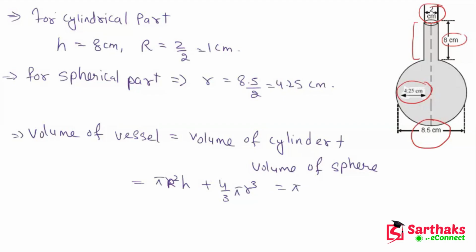So we get pi, where r is 1, into h which is 8, plus 4 upon 3 pi into the radius, which is 4.25 whole cube. So after solving this equation, we get 346.51 centimeter cube. So this is our answer to this question.